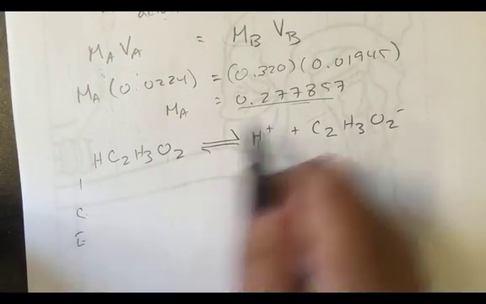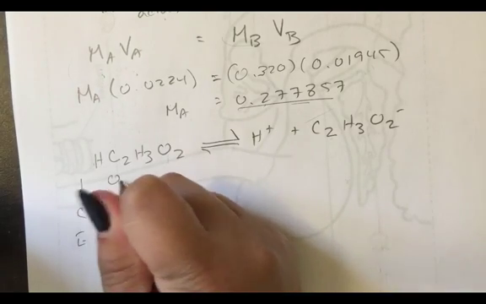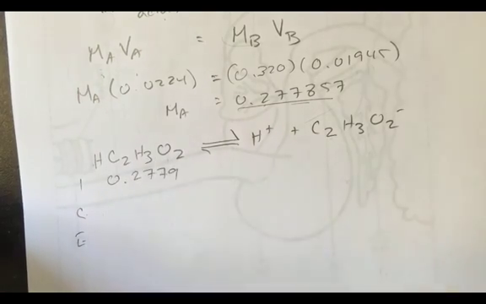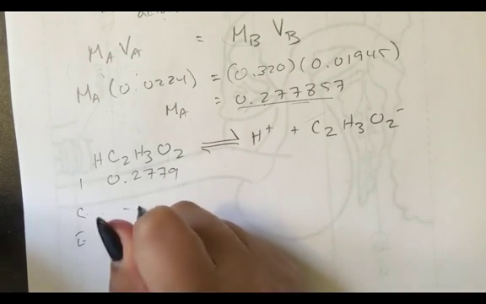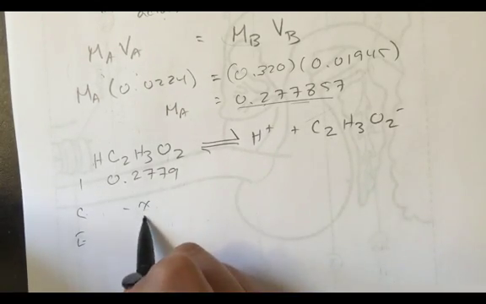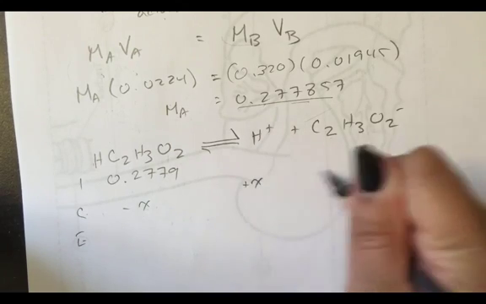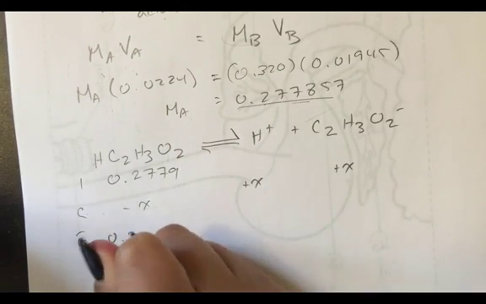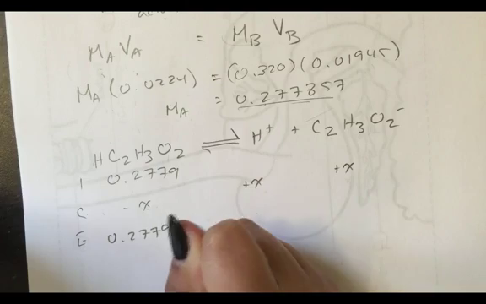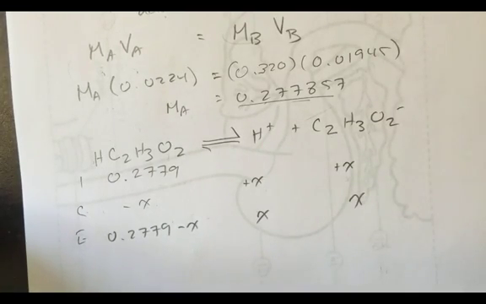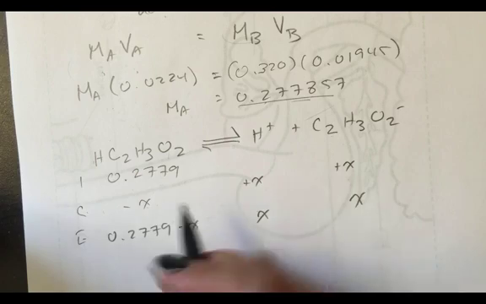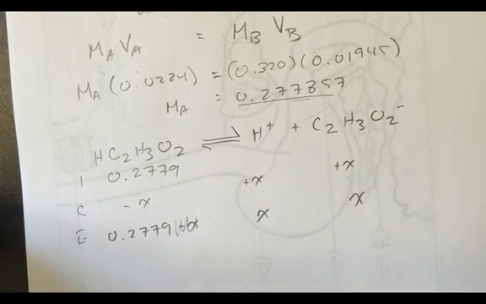So initially we have this much, 0.2779. Okay, none of this. In the change, something's going to come off, so we add x to the products and subtract x from the reactant: 0.2779 minus x, and x. So we've all done the ICE table before, so this should be a review. This will pass the 100 rule, so I can ignore that one.